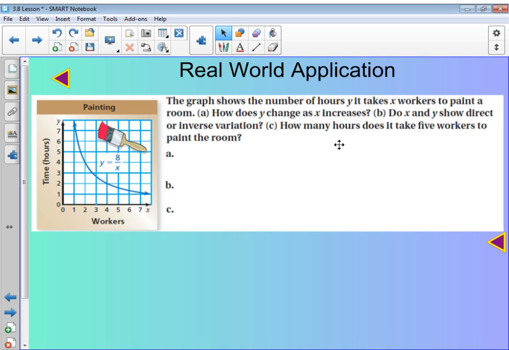Okay, this is seventh grade lesson 3.8. It's actually part 3. This is working inverse variations in real world applications. So we're going to be working some story problems and understanding where inverse variations may actually occur.